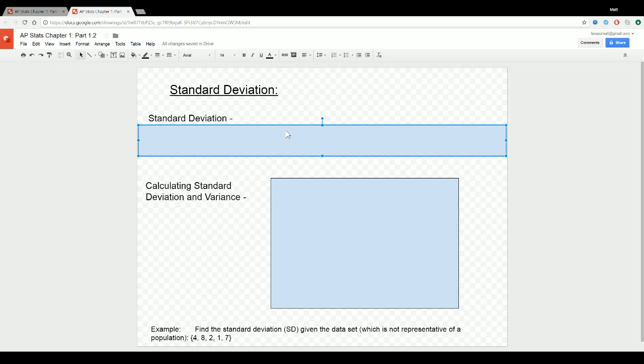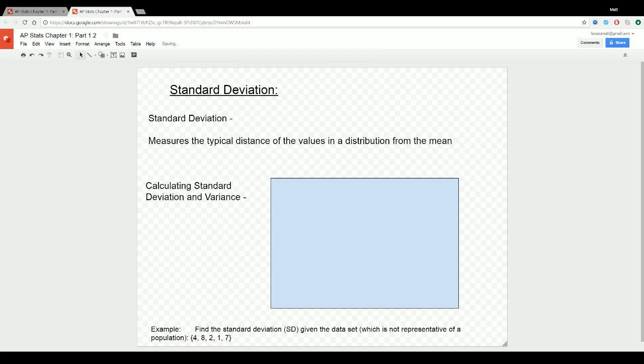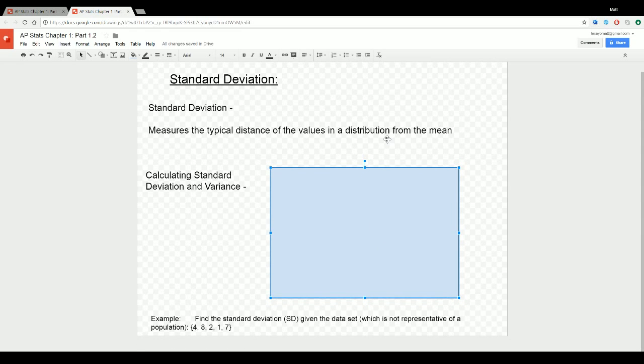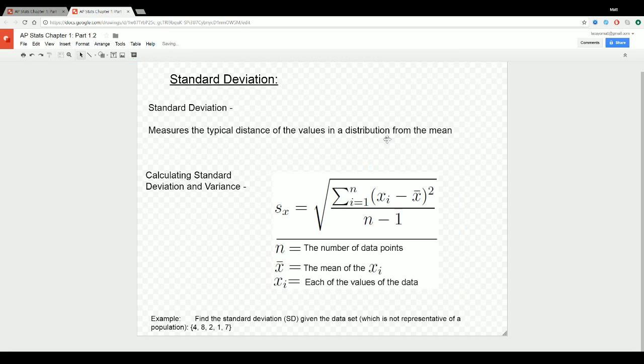So the definition of standard deviation: it is the measure of the typical distance between the values in a distribution from the mean. The best way to understand this is to look at how it's calculated. So let's look at the formula. Here it is. For those of you who haven't seen it before, try not to be overwhelmed. It's really not that bad once you look at it.